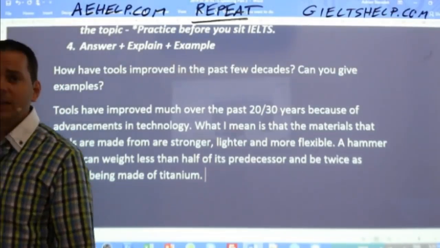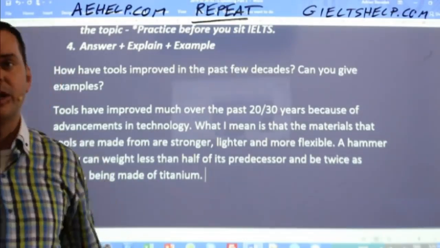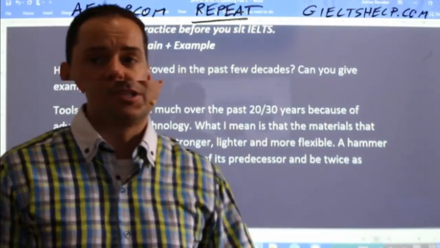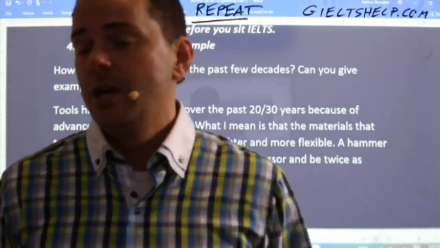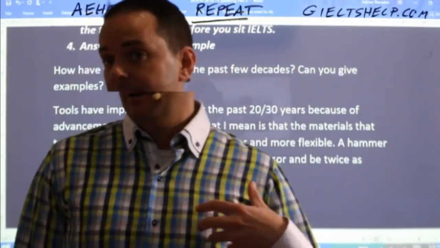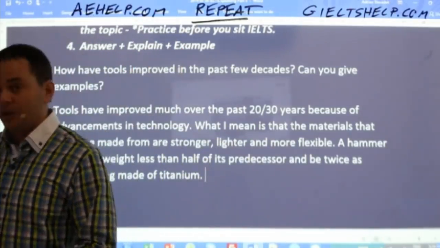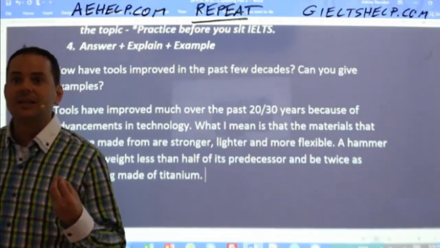We're talking about how tools have improved, so how tools have gotten better. If you're talking about computers as a tool for work or communication, you can explain that they have become faster, more accurate, more reliable. So it's a different answer, but also a very good one as long as it's clear.